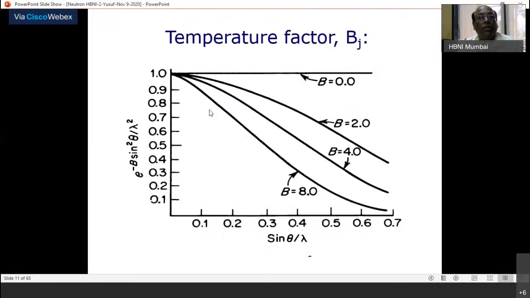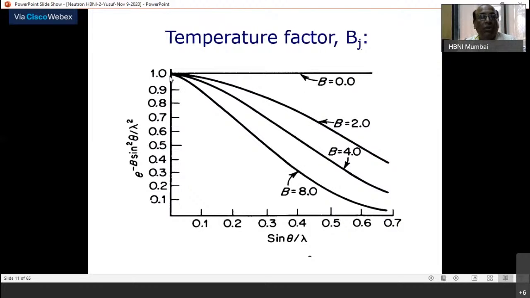I also talked about another factor, which is known as the temperature factor, essentially the Debye-Waller factor. That is essentially due to the deviation of atomic position from its mean position, the root mean square displacement. That causes the Bragg intensity to go down as you go to higher and higher 2 theta. But this factor is there for both X-ray as well as neutron, of course.